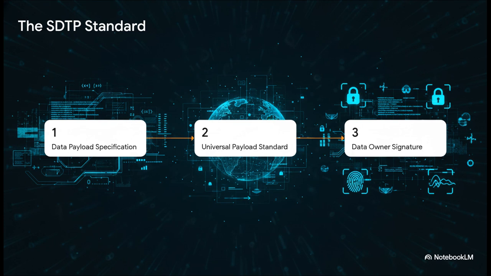If you remember from that big diagram, the standard really has 3 main parts. You've got the data payload specification, which just defines how the data is structured. Then you have the Universal Payload Standard, which makes sure everyone structures it the exact same way. And of course, tying it all together is that all-important data owner's signature we just talked about.